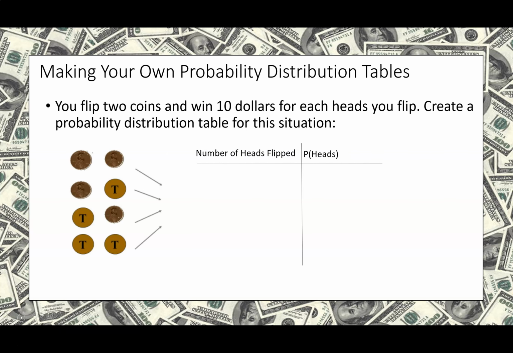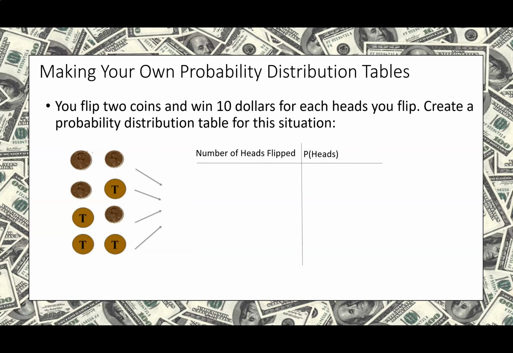You flip 2 coins and you win $10 for each heads that you flip. Create a probability distribution table for this situation. Now, what is a probability distribution table? Well, a probability distribution table basically outlines every single possibility and the probability that is related to each of those possibilities. So for example, in this particular problem, we're talking about flipping 2 coins.